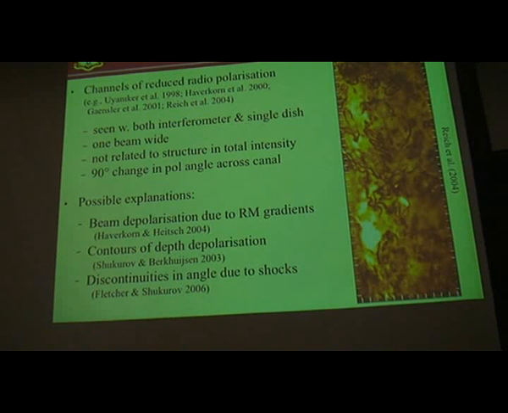More recently, Fletcher and Shukurov have suggested that there could actually be a second type of canal, which is not due to Faraday rotation, but due to an actual physical discontinuity in angle. If you imagine a shock propagating through the interstellar medium, at the point where the shock is, there's strong compression and all the angles could potentially jump. And so you might actually be seeing some distribution of shocks from old supernova remnants spread throughout the interstellar medium.